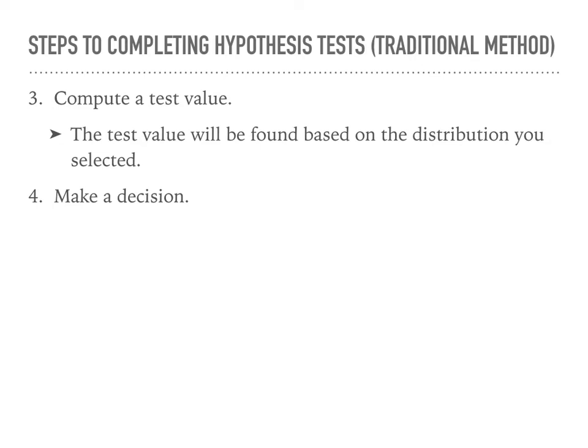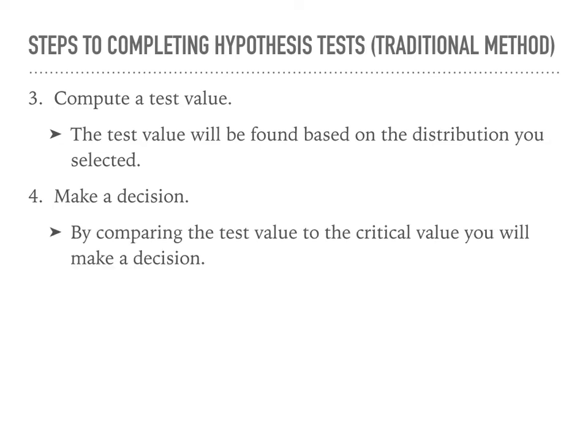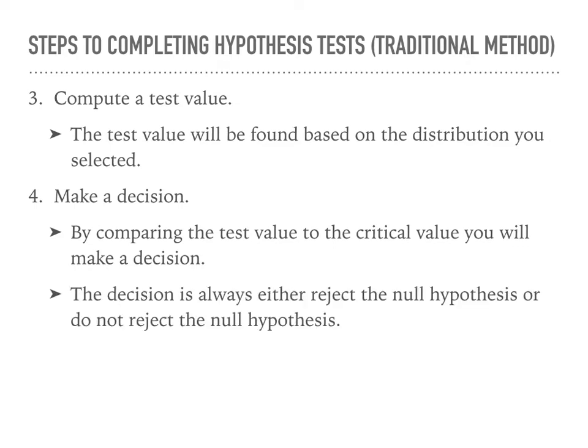And then you want to make a decision. You make your decision by comparing the test value to the critical value, and this helps you make the decision. The decision is always either reject the null hypothesis or do not reject the null hypothesis. Then you'll write a sentence summarizing your results.